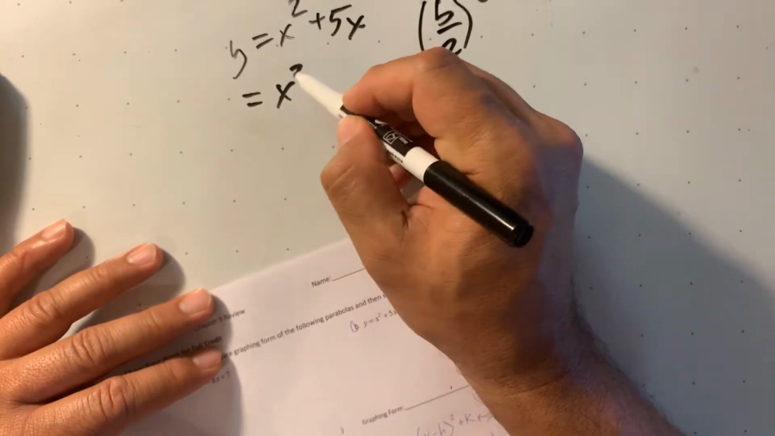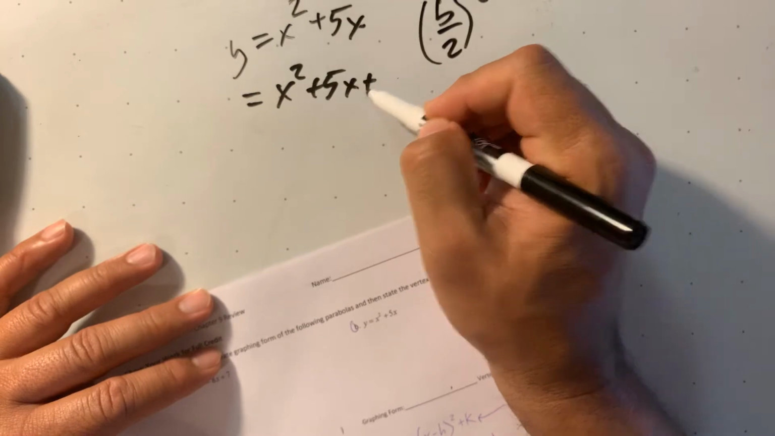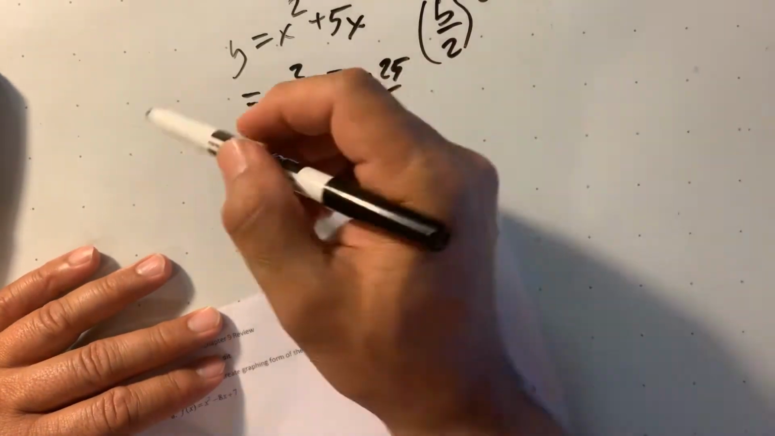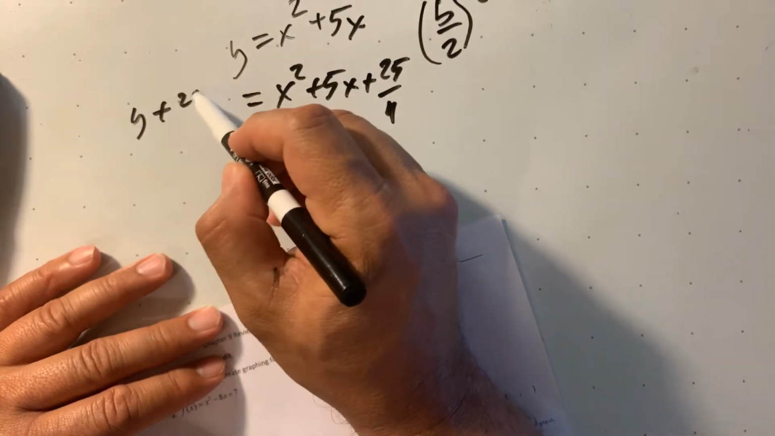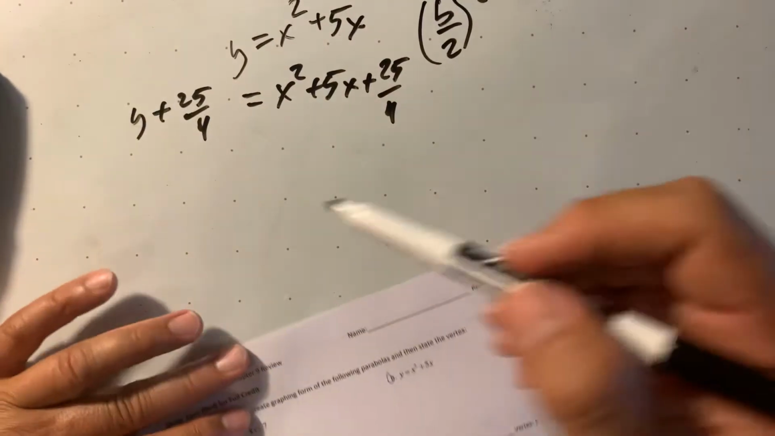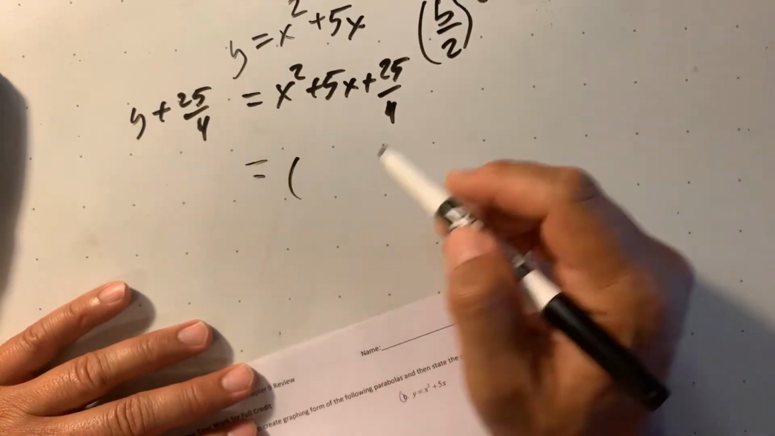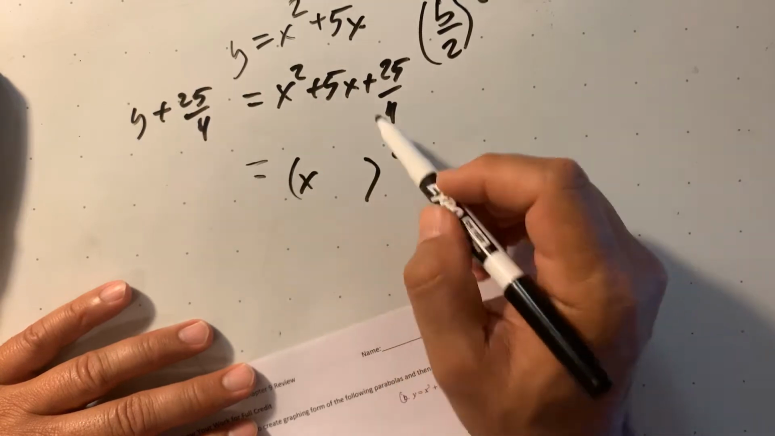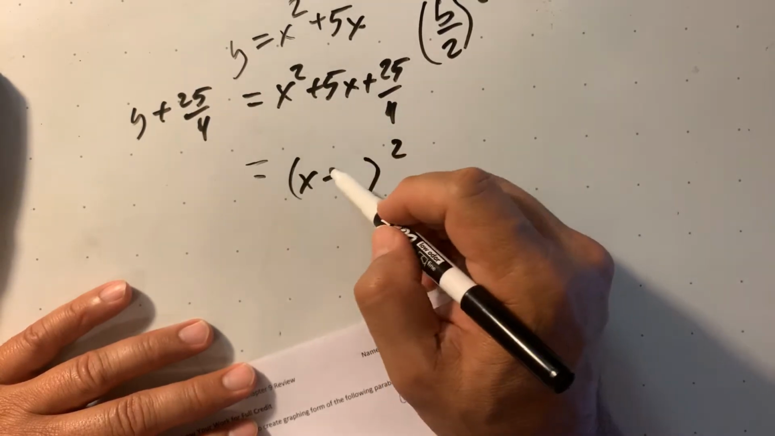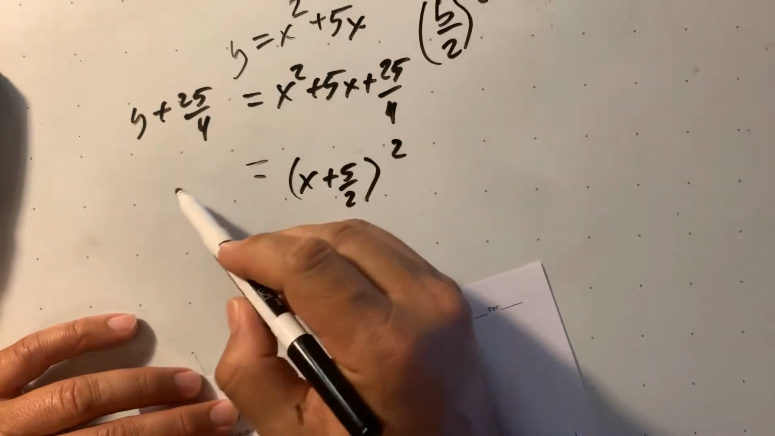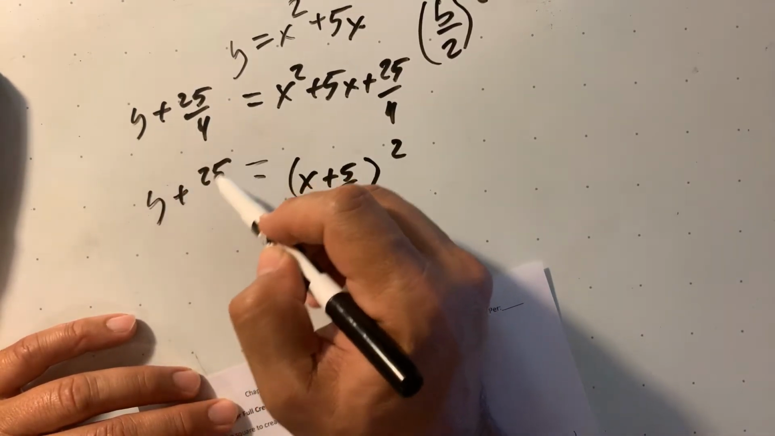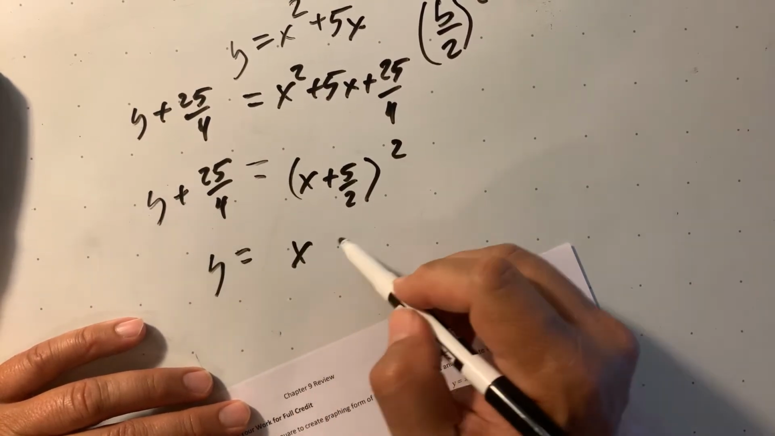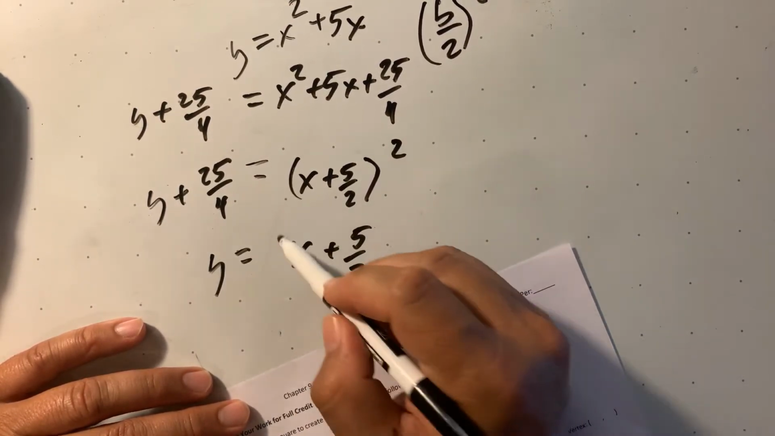So that's x squared plus 5x plus 25 fourths. And then when I add the 25 fourths to this side, I've got to do it to the other side too. All right, then that's going to make a nice perfect square, and whatever b divided by 2 is what goes here. So b was 5, so b divided by 2 is just 5 halves. And then the last step is to subtract 25 fourths from both sides, so I can get y by itself, and then it'll be in graphing format.